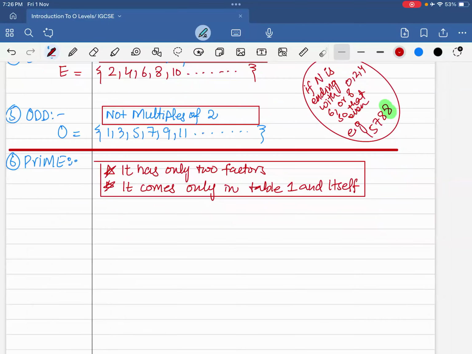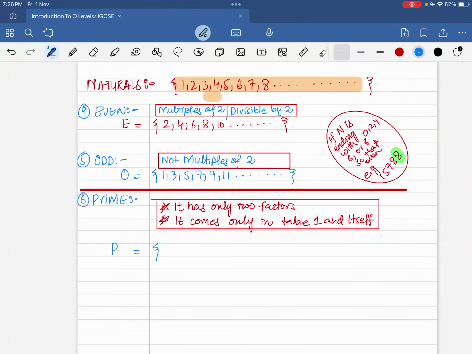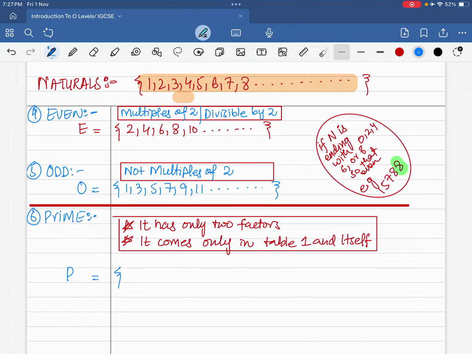So what are examples of prime numbers? Prime numbers are represented by the letter P. Let me start from the natural numbers. Look at the natural number 1. Beta, 1 is neither prime nor composite because 1 has only one factor, and it is written very clearly here that prime numbers will have only two factors. Is this clear or not? They never said anything about a one-factor thing. So prime numbers are those numbers which have two factors, and they come only in table 1 and itself.